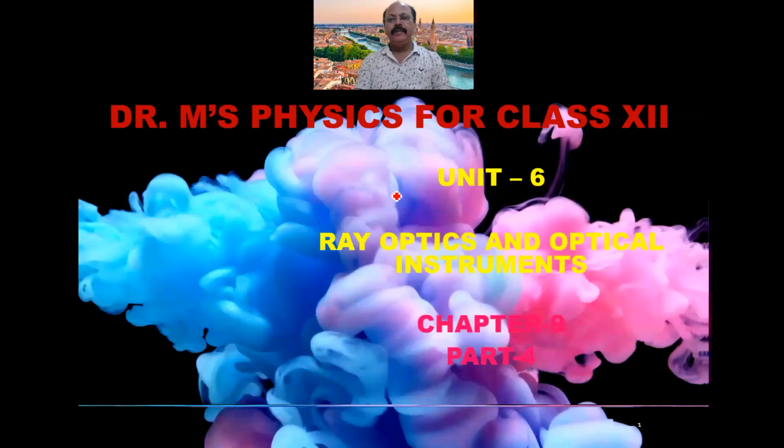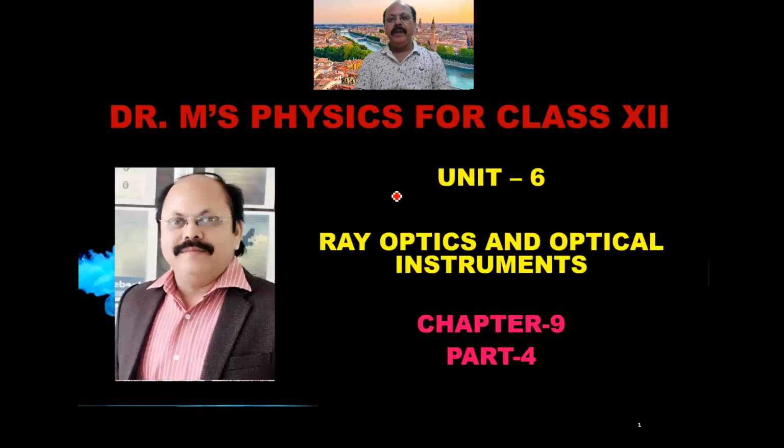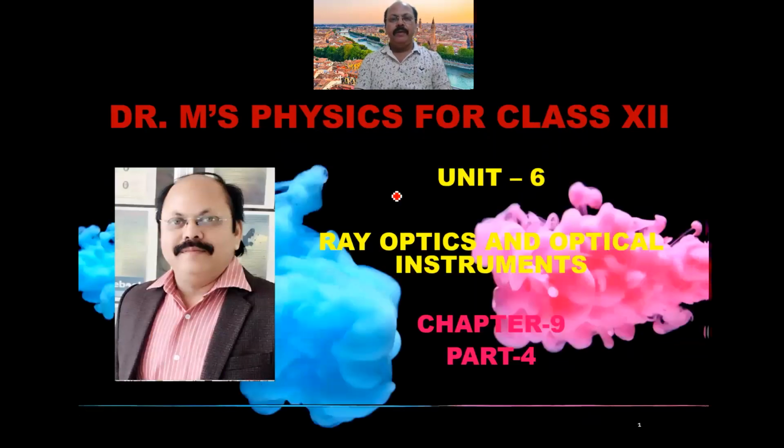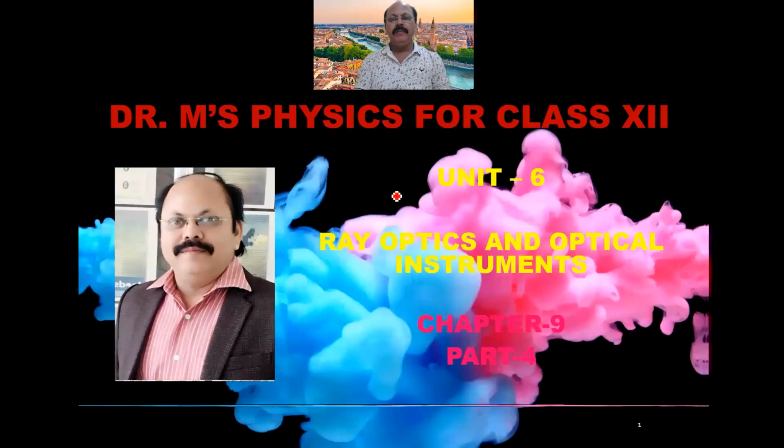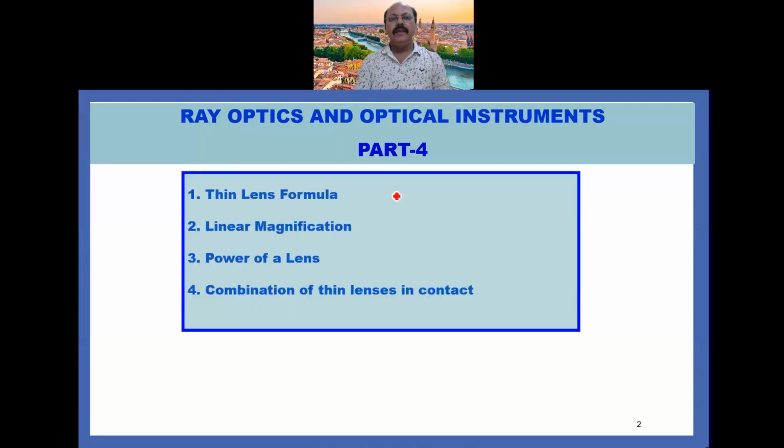Dear students, today's topic of my lecture is Ray Optics, Chapter 9, Part 4. Just see what you have to learn in Part 4 of Ray Optics. First, you learn the thin lens formula, then linear magnification, power of a lens. After that, combination of thin lenses in contact. One by one I will explain.